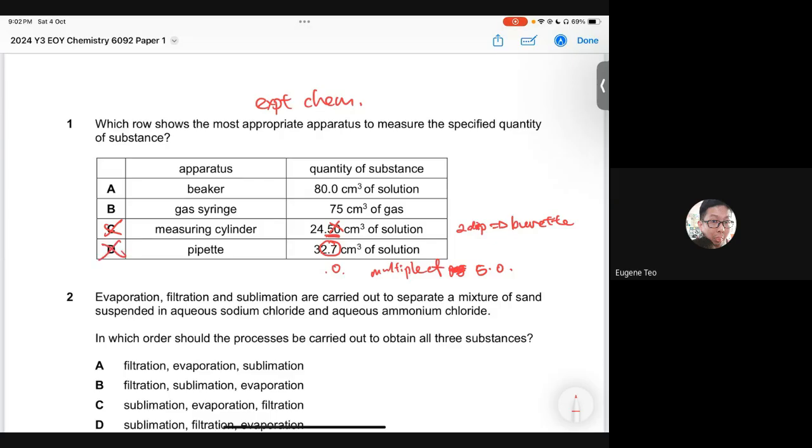Next, for the beaker and gas syringe, I know the gas syringe measures gas, correct, and the beaker measures solution, also correct. But what I realized is that a beaker is normally not so accurate. If you remember your beaker, the markings are 100 cm cube, 50 cm cube, so it is normally not in this kind of 1 decimal place. Therefore A is also out, so my answer is B.